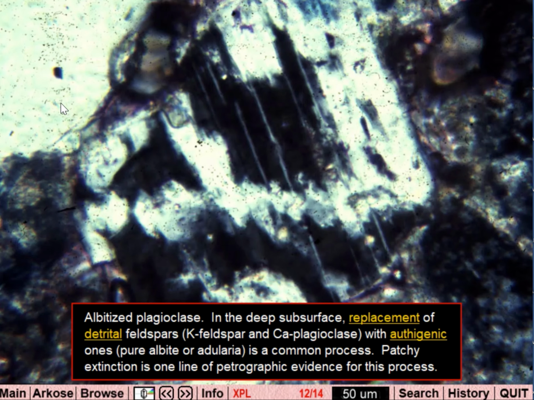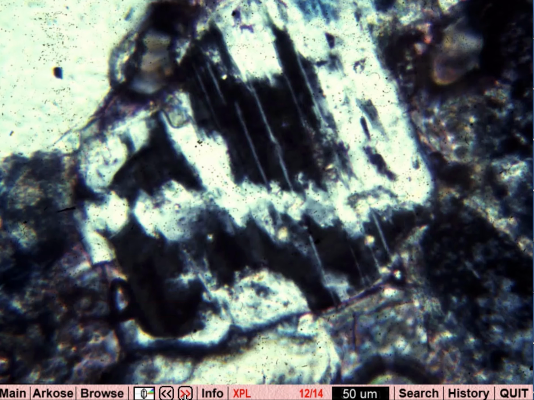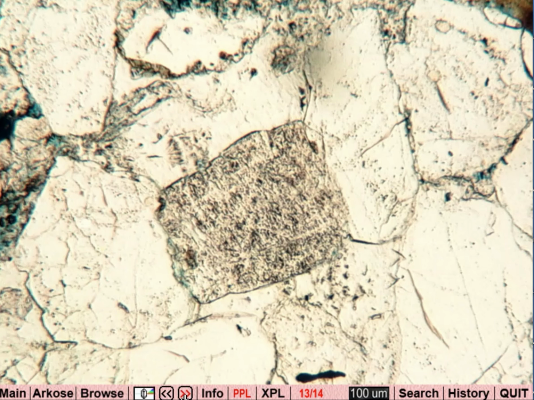Always, we expect for higher temperature calcic plagioclase or intermediate calcic plagioclase to become more sodic. We can talk about why that is.